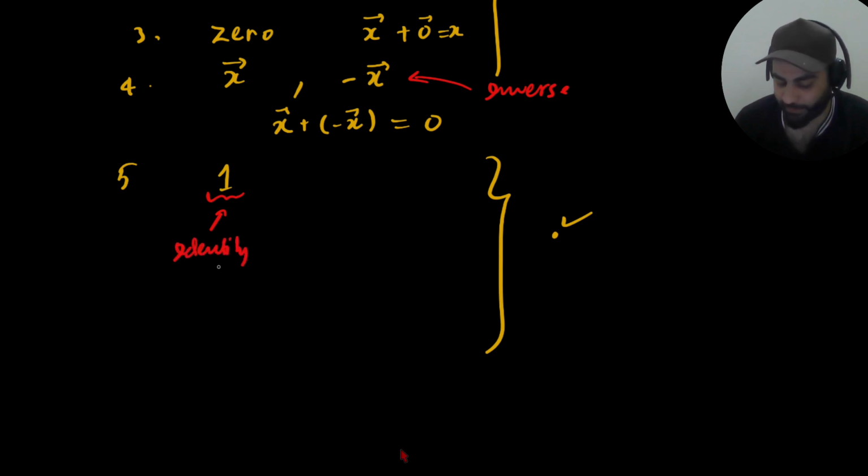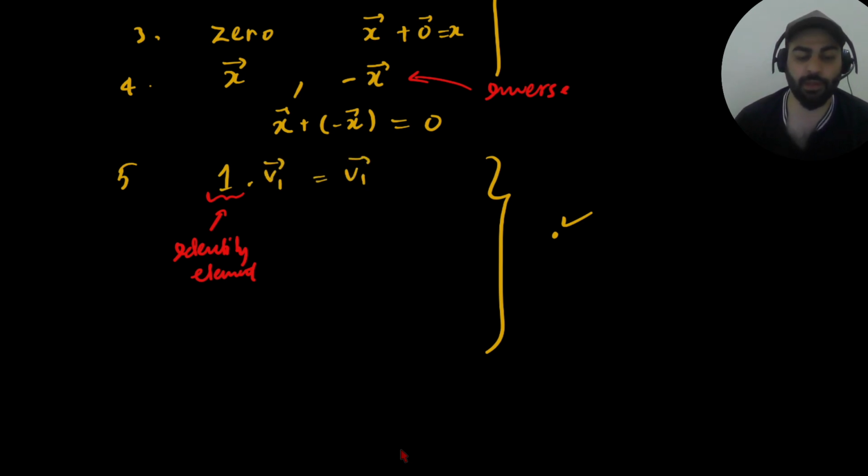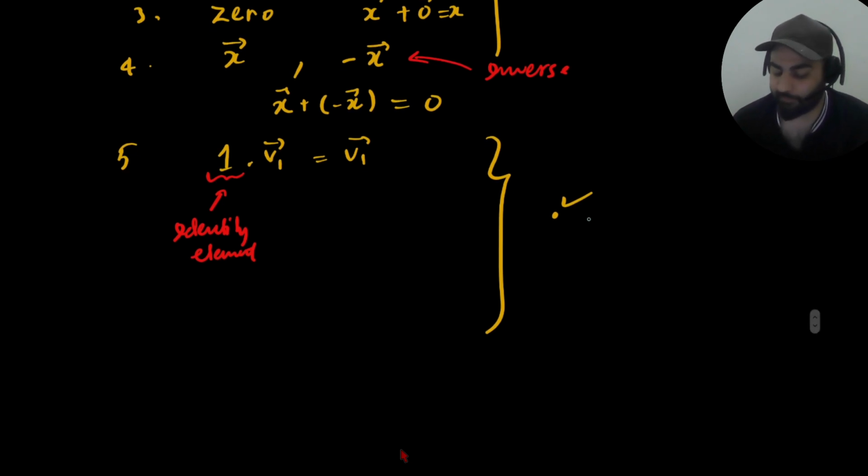This should be an identity element. So what should you do if you scalar multiply this 1 with any vector? Let's suppose we have that vector v1. This should give me v1. Okay. This is the other property with respect to the scalar multiplication.